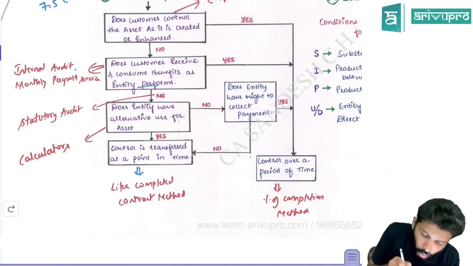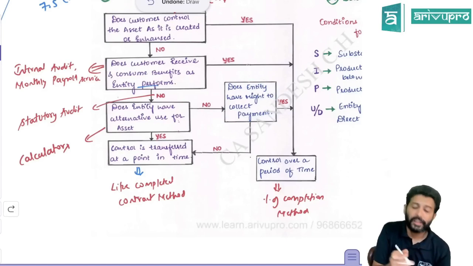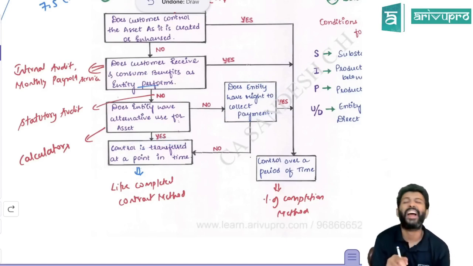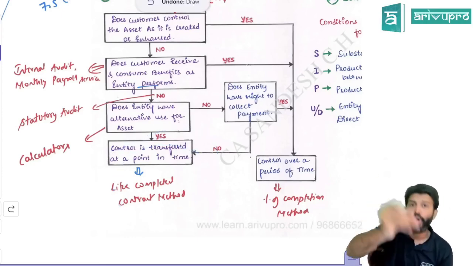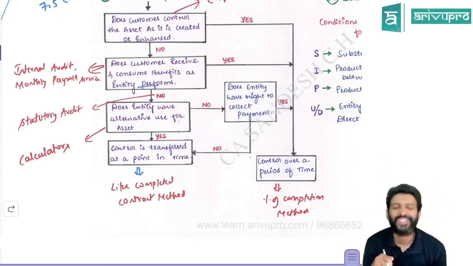If you say no, you don't have a right to collect the payment, then we say control is satisfied at a point in time. At a point in time means you can't recognize the revenue now. Only when the performance obligation is fully satisfied, only then can you recognize the revenue.